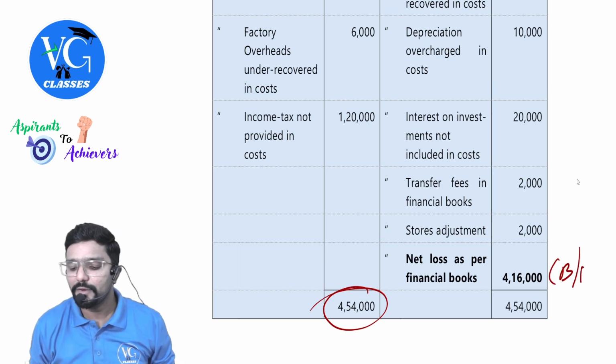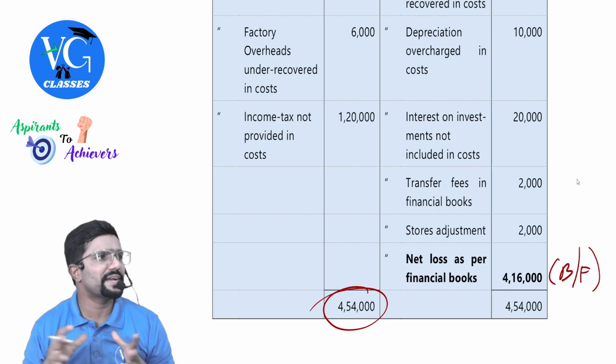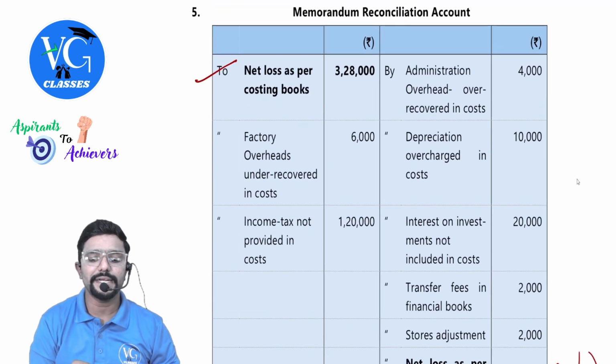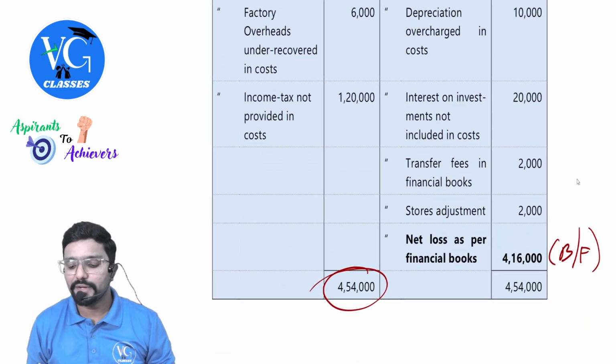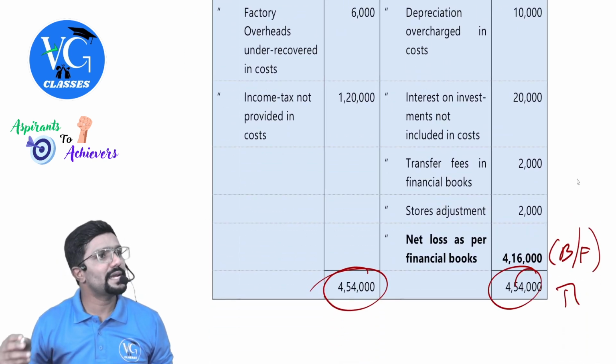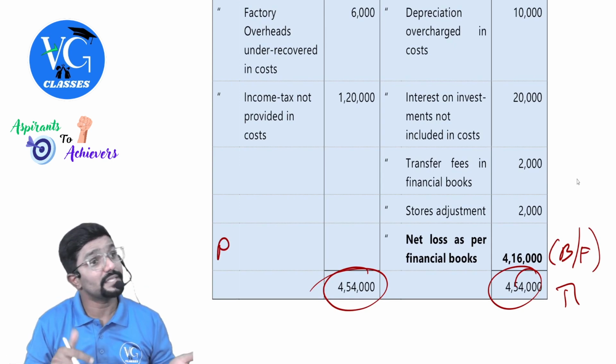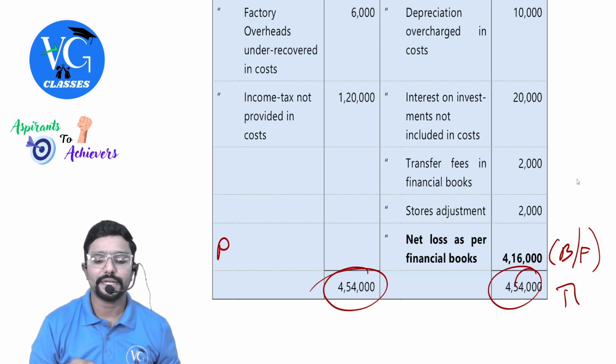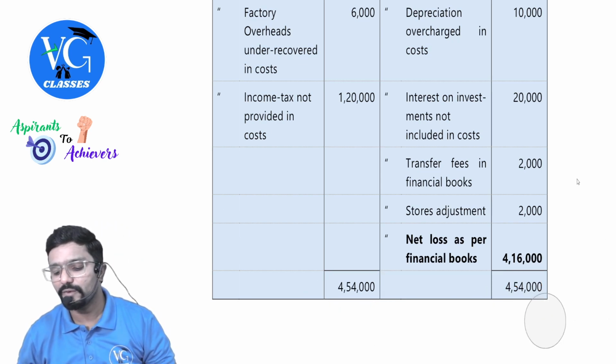So the balancing figure will come on the credit side, but it is a debit balance, so we call it a loss. Sir, what if I started with the loss but ended up with the credit side more? Credit side more means it is profit as per the other books. It can happen, a very rare scenario. Let us see one by one.